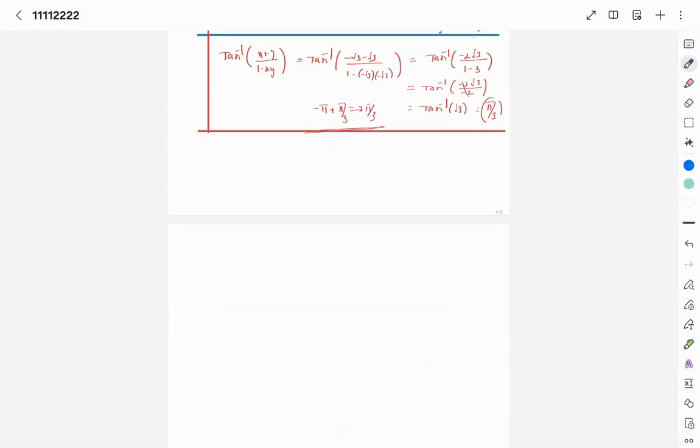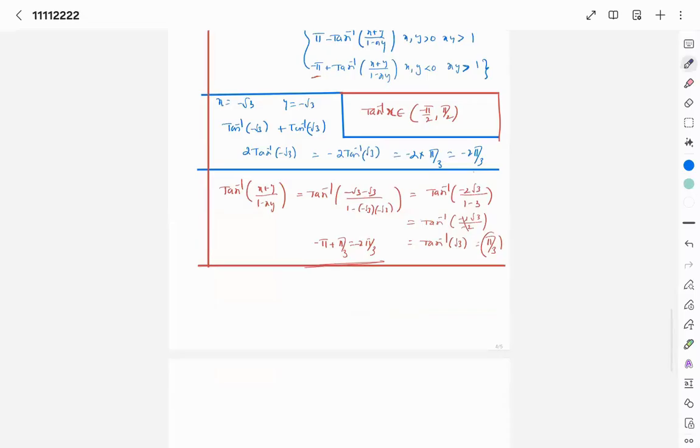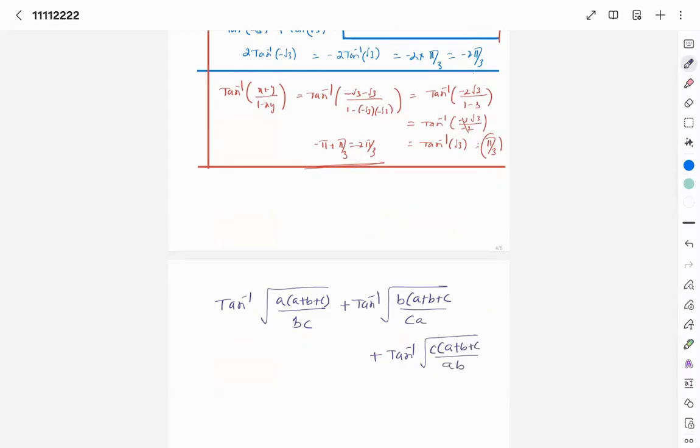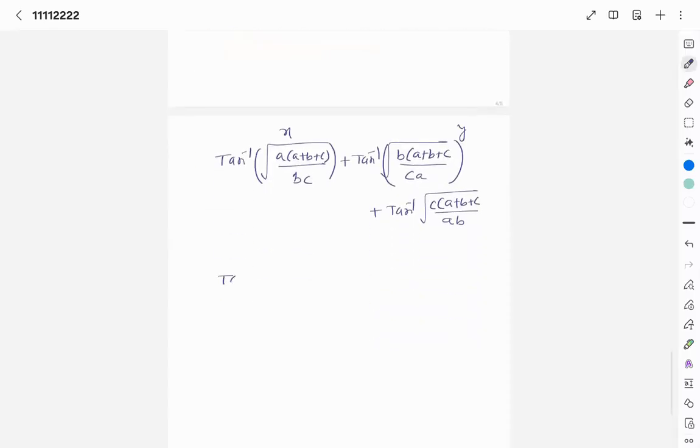Here the question for me is tan inverse root of a into (a plus b plus c) by bc, plus tan inverse root of b into (a plus b plus c) by ca, plus tan inverse root of c into (a plus b plus c) by ab. If I take this as x, this as y, tan inverse x, without knowing any conditions, only we write like this.